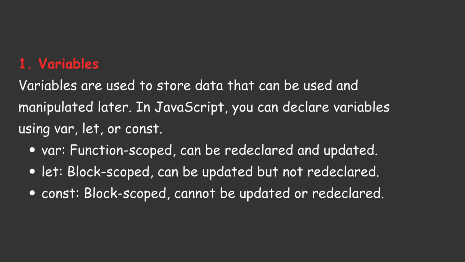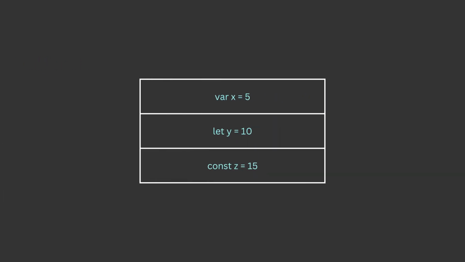First one is variables, which are used to store data that can be used and manipulated later. In JavaScript, you can declare variables using var, let, or const. Var is function scoped, and can be redeclared and updated. Let is block scoped, and can be updated but not redeclared. Here is an example of variables in this table, with the three types: var, let, and const. But nowadays we mostly use const and let.